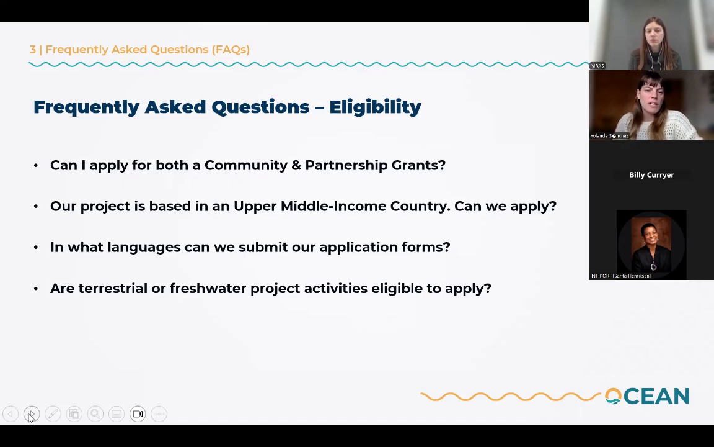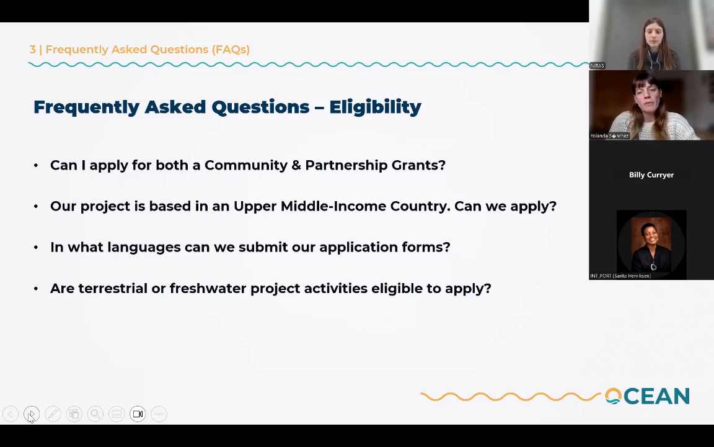In what language can we submit our application forms? This is easy. I think you have already seen in the FlexiGrant that you can submit your application in Spanish, French, Portuguese, English, and Indonesian. All the documents to support you have been translated, so you can use them. And the application forms are also being translated in the FlexiGrant platform.